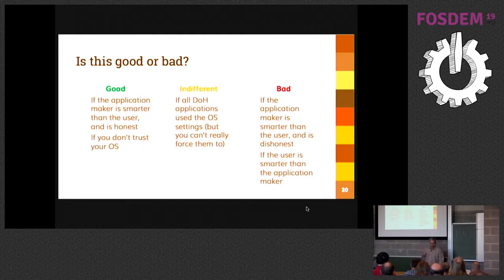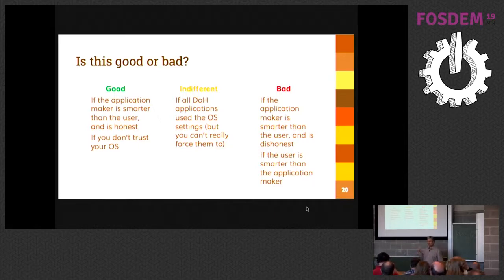And also if you don't trust your operating system, of course. It would be indifferent if there were an agreement so that DoH applications use the user settings, but this is not happening, at least now. But it's also bad in a number of situations. For example, it's bad if the application maker is smarter, but it's also dishonest. So if you're a malware author or a botnet author, today most of malware filtering is done at the DNS level, by filtering out connections to websites, phishing websites, command and control centers, and so on. So if they can just connect to their own DNS server in a way that cannot be blocked or intercepted, this is bad. You get no way of stopping them anymore.